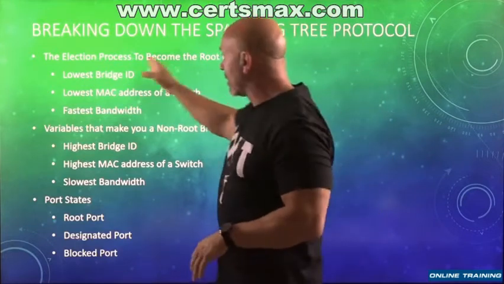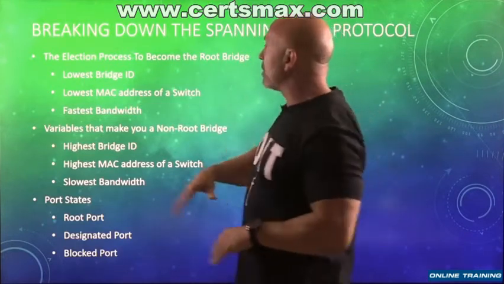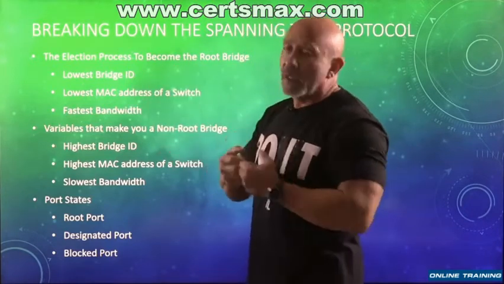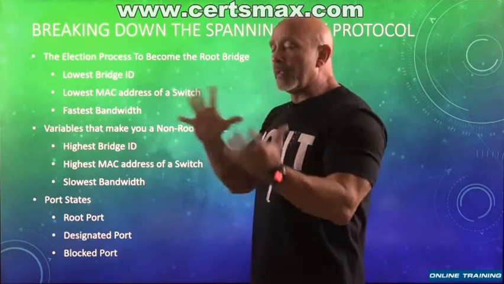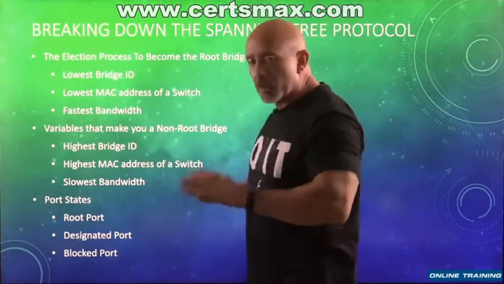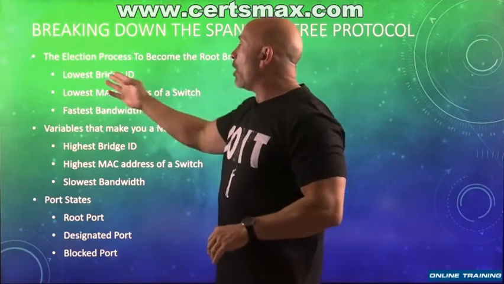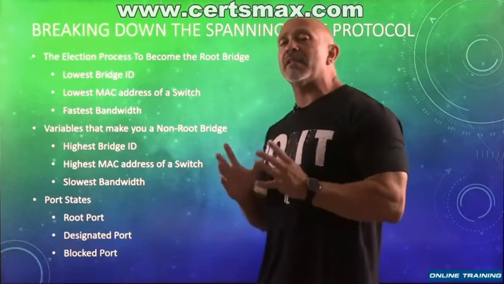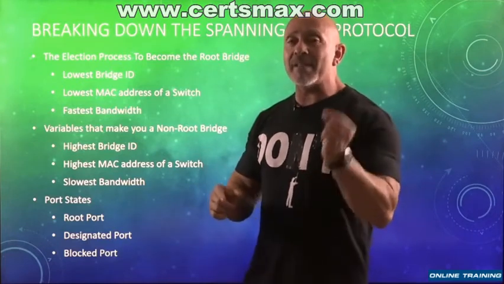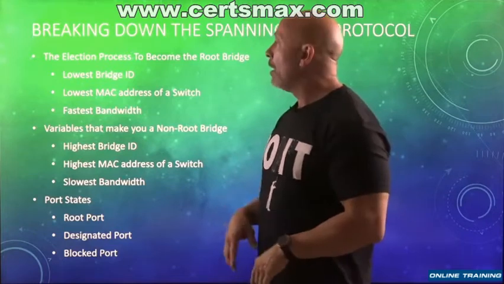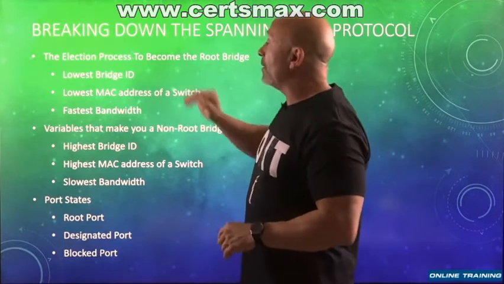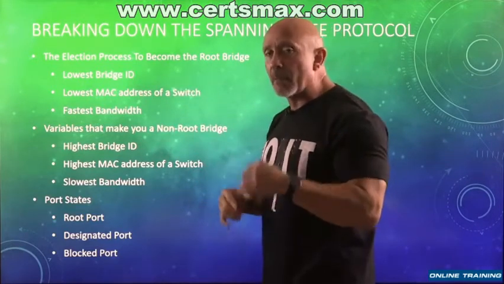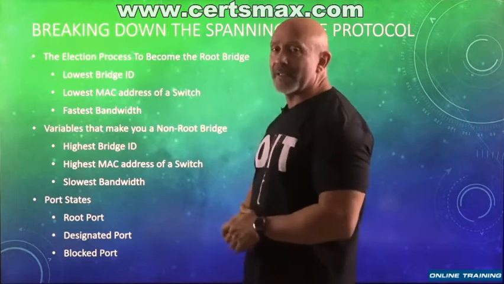Now, the first election process, so you can break it down into stages, is to become the root bridge, the main bridge. I call it a bridge, but it's a switch, so the names are interchangeable. Nobody uses bridges anymore. The root bridge is the one with the lowest bridge ID. And what is that? By default, the bridge ID is 32769, and then it's a combination of that and the MAC address. That becomes the bridge ID. So the lowest bridge ID.